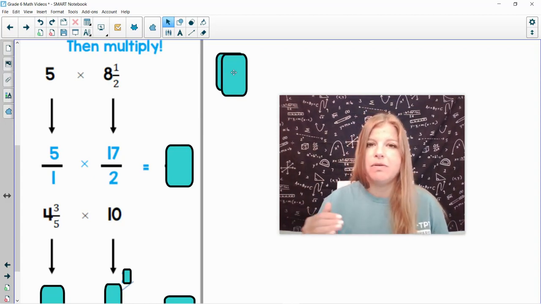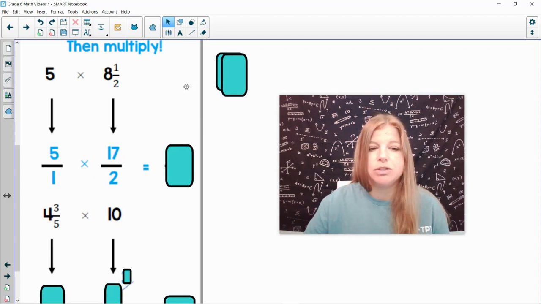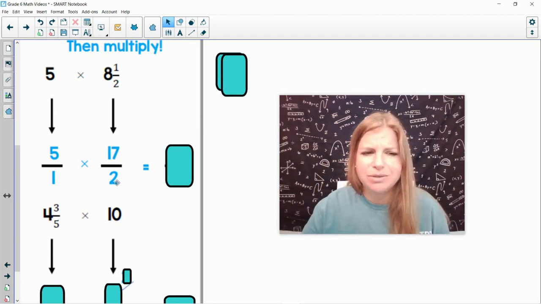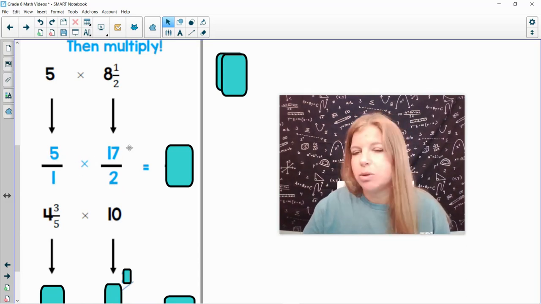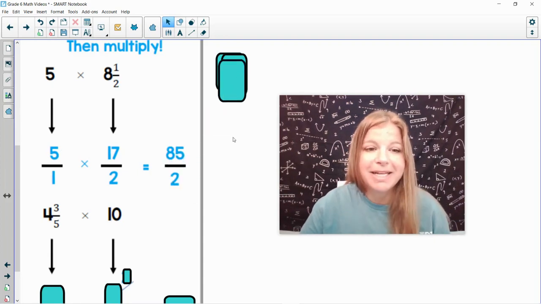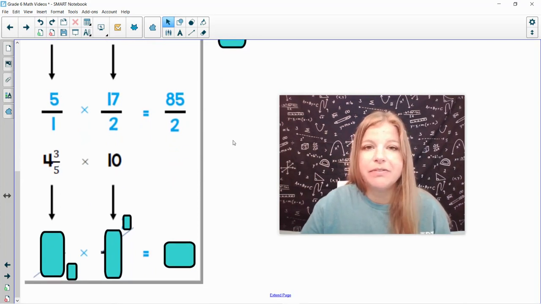So now we're doing 5 over 1 times 17 over 2. Remember, for multiplying fractions, you multiply straight across. I can check for cross simplifying here. I notice that 5 and 2 do not cross simplify. 1 and 17 do not cross simplify. So I'm just going to multiply straight across. 5 times 17 is 85, and 1 times 2 is 2. And that's my answer.